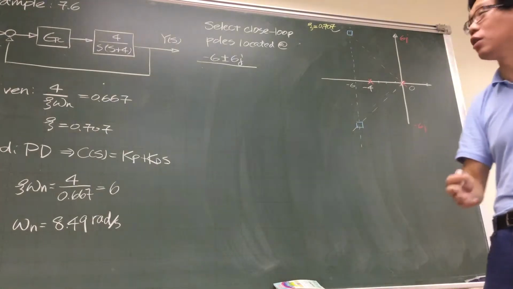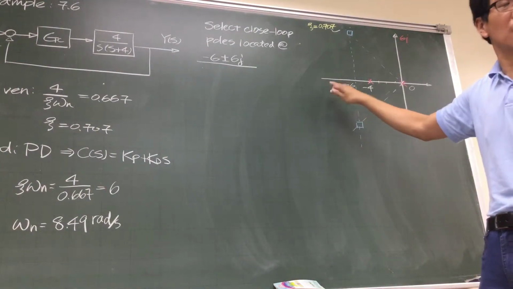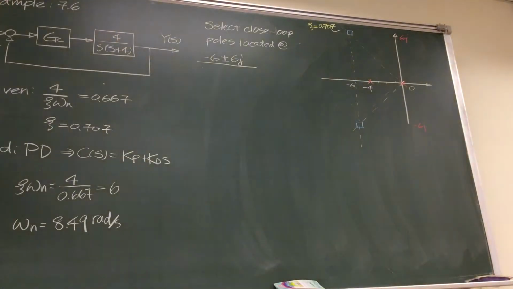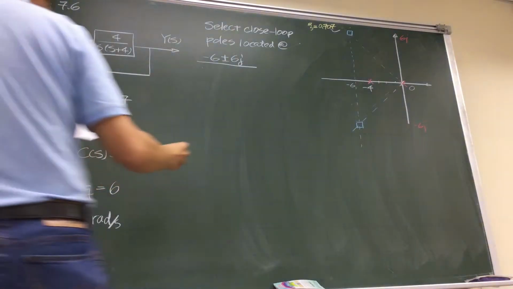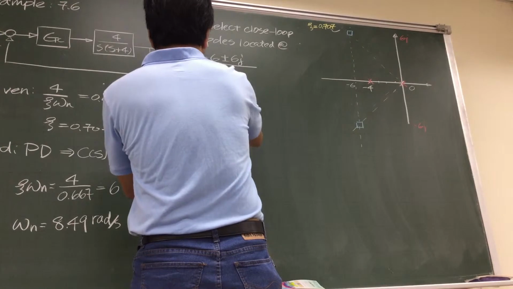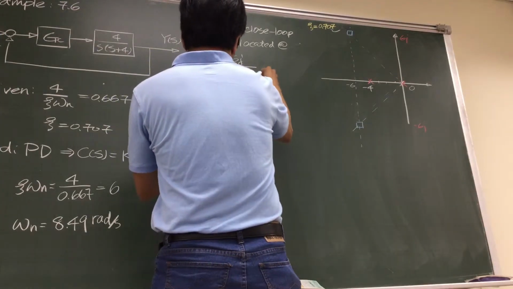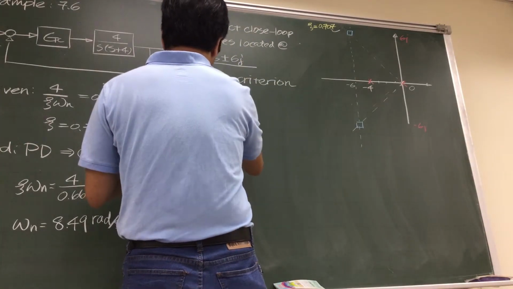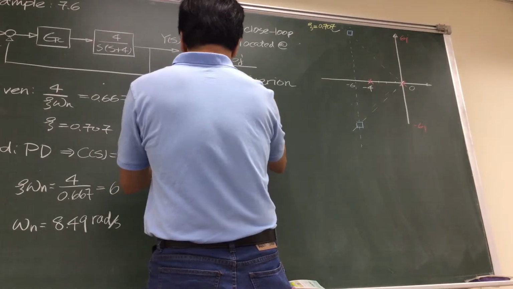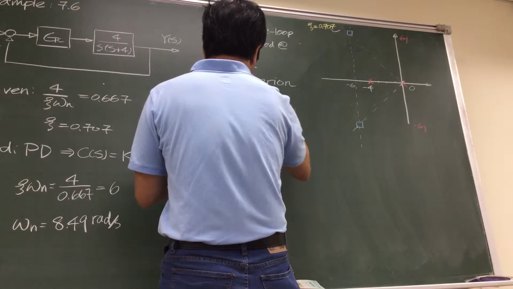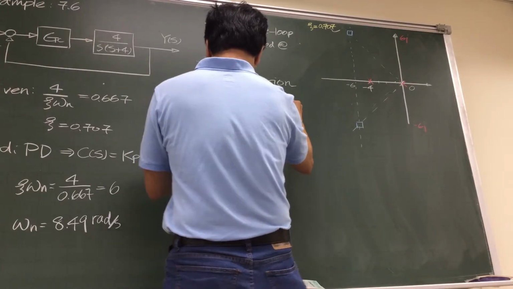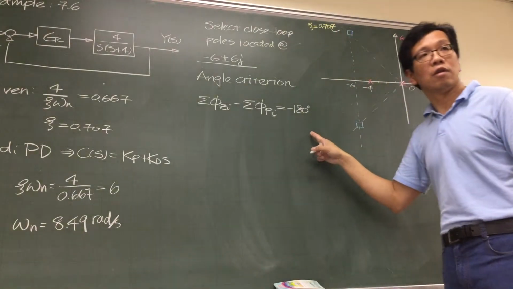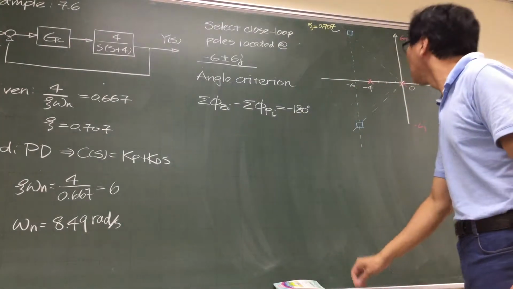So that is a way we determine where I'm going to put my zero, because at this moment I don't know where my zero is going to be located. Now, we're going to use the angle criterion. Does that make sense? So I have a few things.